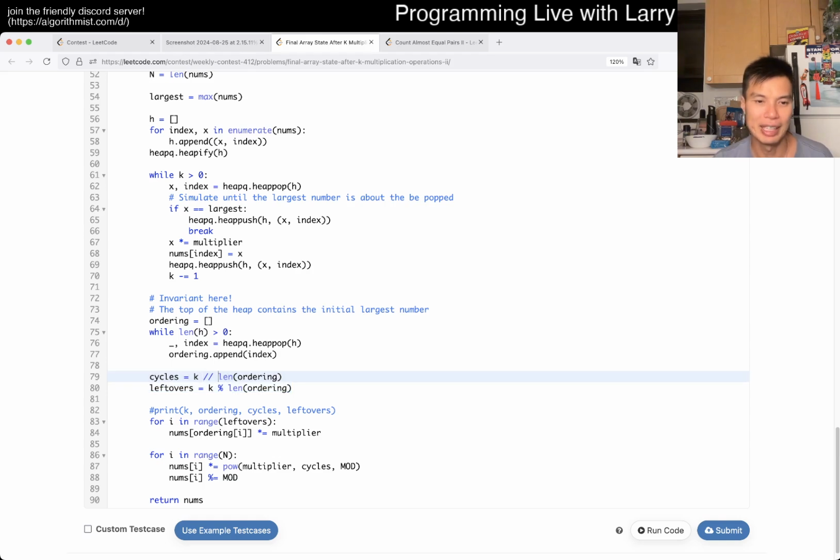I guess this could be n, because H should have n items. So this is kind of a little bit awkward actually. But yeah, and then for leftovers, we just multiply by the multiplier. For the rest of it, we multiply by the power of the multiplier to the number of cycles. But remember the mod pow. Also remember to mod afterwards.